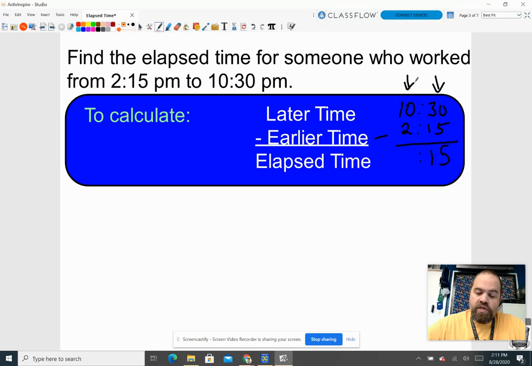Same thing in the hours column. I'm going to subtract 2 p.m. from 10 p.m., 8 hours. This person worked, if this is a job scenario, they worked 8 hours and 15 minutes. And we're done.